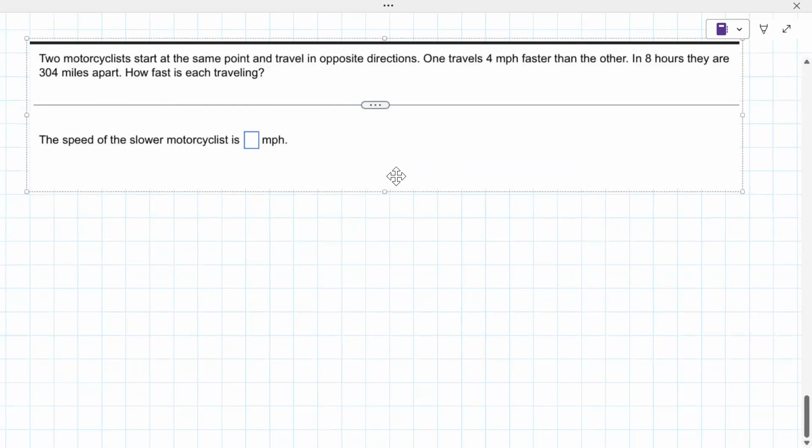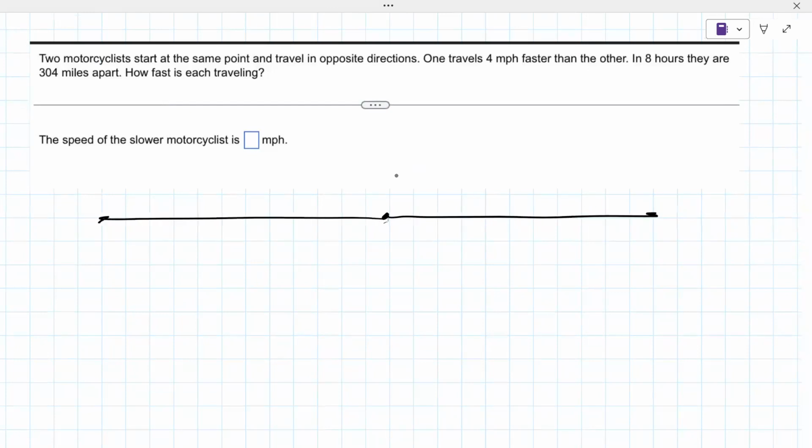Two motorcyclists start at the same point, traveling in opposite directions. So a picture here is somewhat helpful. They're each going that direction. One travels 4 miles per hour faster than the other. In 8 hours, they are 304 miles apart. So the overarching equation is distance equals rate times time.